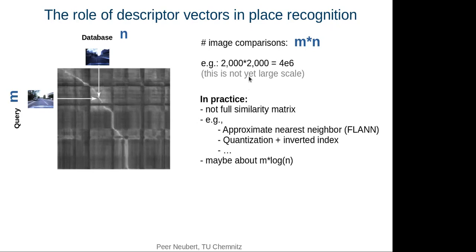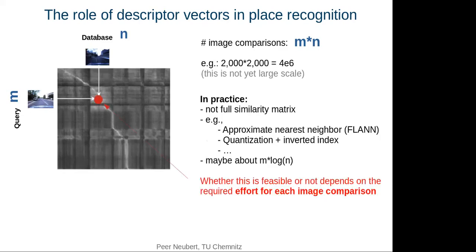Of course, in practice, we will rarely compute this full similarity matrix. We will use some kind of approximate nearest neighbor technique, quantization, inverted index, and so on. But in practice, it's still about m log n, the number of entries. So it's not that much faster. And whether it's feasible or not to solve this place recognition problem really depends on the required effort for each of those image comparisons.